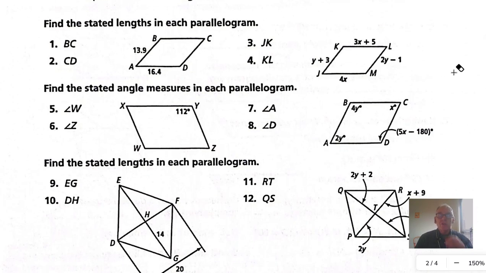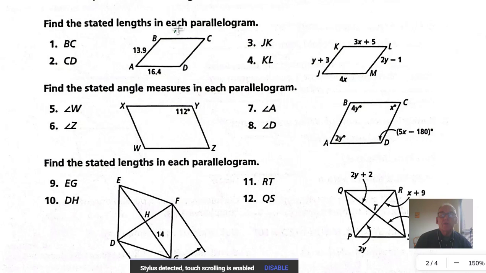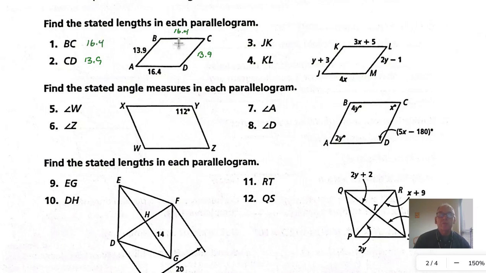For number one, they want us to find the lengths in the parallelogram. So basically, we just need to solve this parallelogram. In a parallelogram, opposite sides are congruent. So BC is going to be 16.4 and CD is going to be 13.9, because opposite sides are congruent.